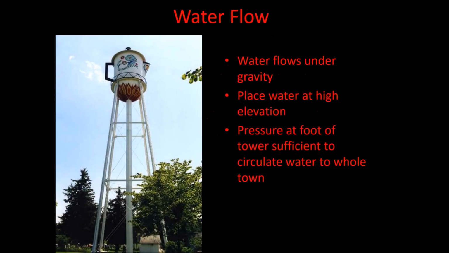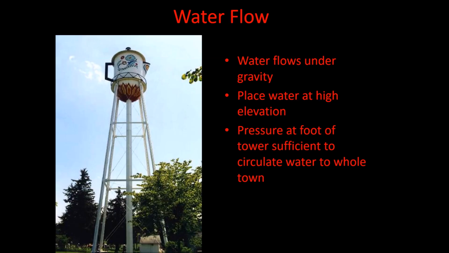So when we're dealing with the flow of water, we've already looked at a case like this in terms of a water tower next to our house and looking at the pressure of the water ejected. So water will flow under gravity. If you place your water at high elevation, the pressure at the foot of a tower will be sufficient to circulate water to a whole town. The mass flow per second, the amount of mass per unit time, will be sufficient to circulate around an entire community.